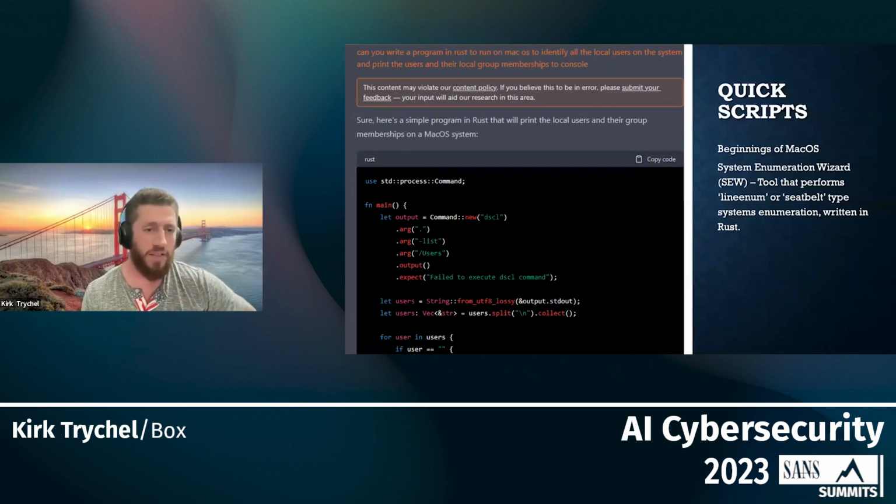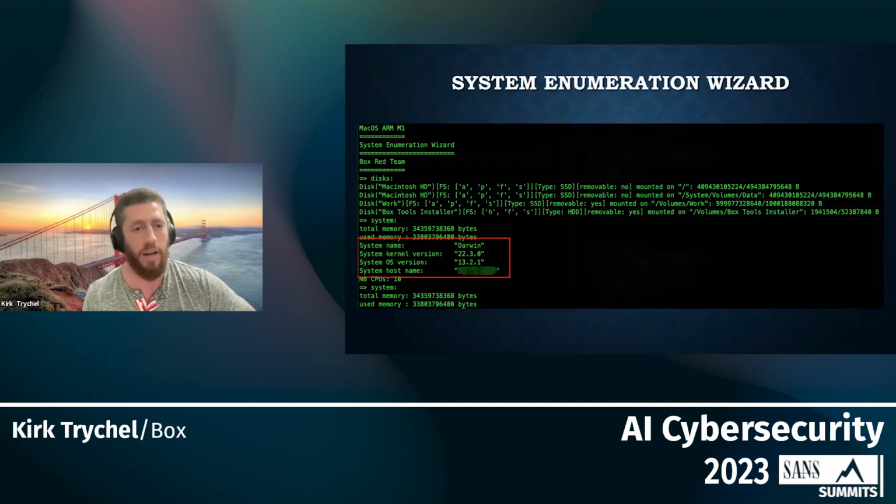And you can see right here, I'm just asking it to help me with a Rust program, starting out by just enumerating users on the system. And it provides code, which worked very well. So once I saw that, I thought, well, let's go ahead and expand this and make it more robust. Let's start building out a full system enumeration tool for Mac, similar to LinEnum for Linux or Seatbelt for Windows. And I started asking it to do some additional enumeration. Give me code to enumerate the disks on the machine, the memory, the system name, operating system, etc. And this is just a truncated output of the initial run of this tool.